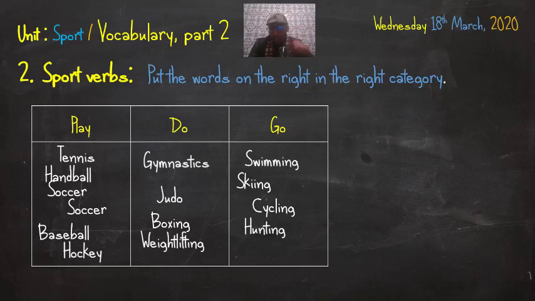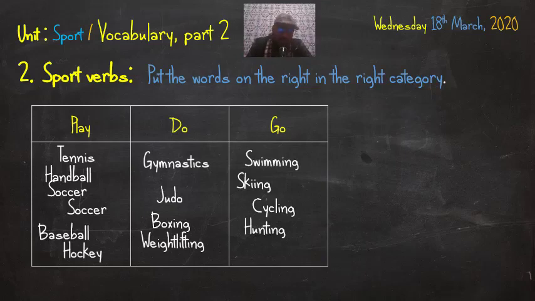Okay, so they involve physical activity, right? And mostly indoor, right? Let's move right now to the last category, which is go. If you notice here the nouns that we have, we see here, I go swimming, I go skiing, I go cycling, I go hunting. One important observation related to the form is that all these sports end in ing. These words all end with the three letters ing. So on the one hand, right, they end with ing.